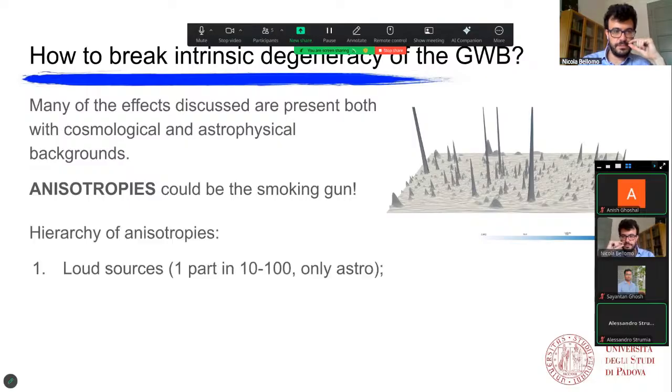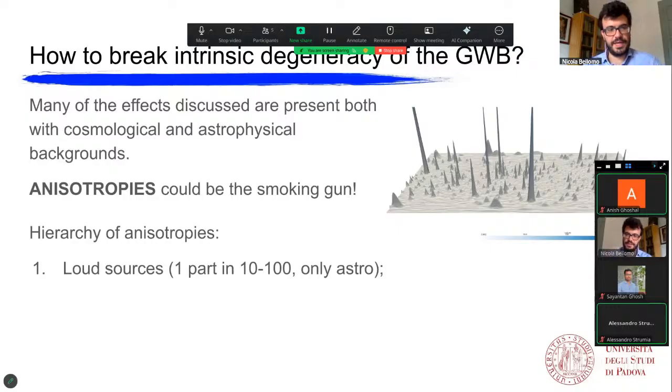So let me point out that there is actually a hierarchy of anisotropies. If you imagine an isotropic background, the first kind of anisotropy we would observe would be the one given by so-called loud sources. With loud sources, we mean supermassive black hole binaries that are really nearby. So these provide an anisotropy of, let's say, 1 part in 10 to 100. And these anisotropies are only there if astrophysical sources are the key ingredients of the detected background.